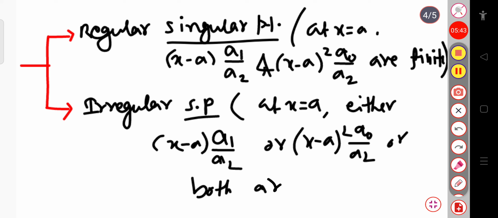Both are infinite. So if both, or any of these, are infinite, then we can say that point is the irregular singular point. And at that point x equal to a, if both of these simultaneously have finite values, then we can say that point is called the regular singular point.